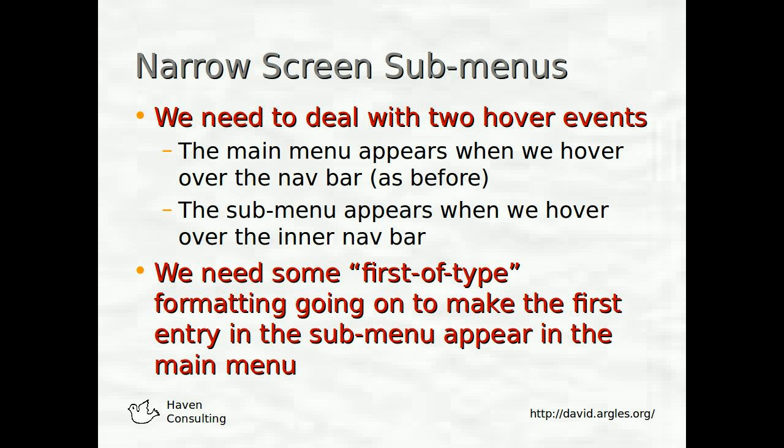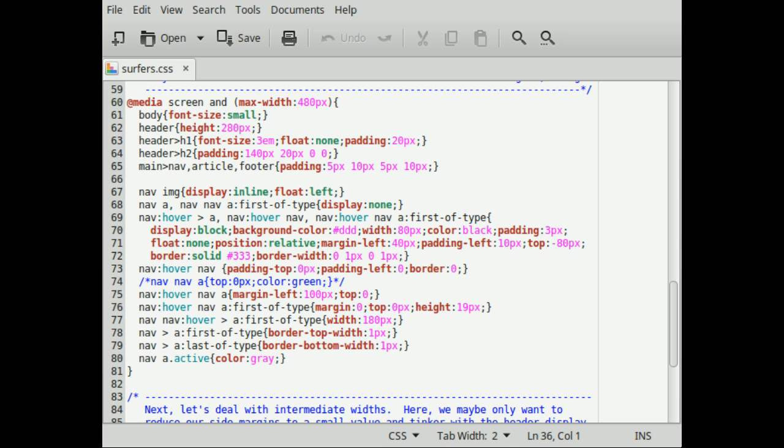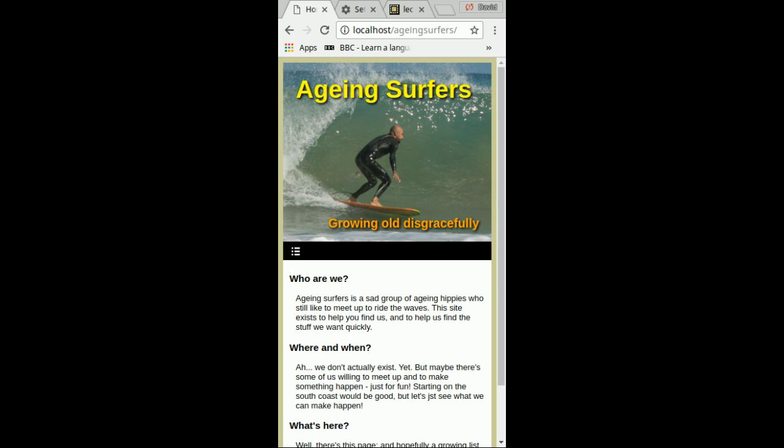So we need some relatively complicated CSS going on in these few lines here. But once we've achieved that, we end up with our CSS looking like this, and it produces an effect on screen like this. We might choose to display things slightly differently. That's up to us. As long as we've got the principles in place, we can then choose how we want to display our menus in the different situations.